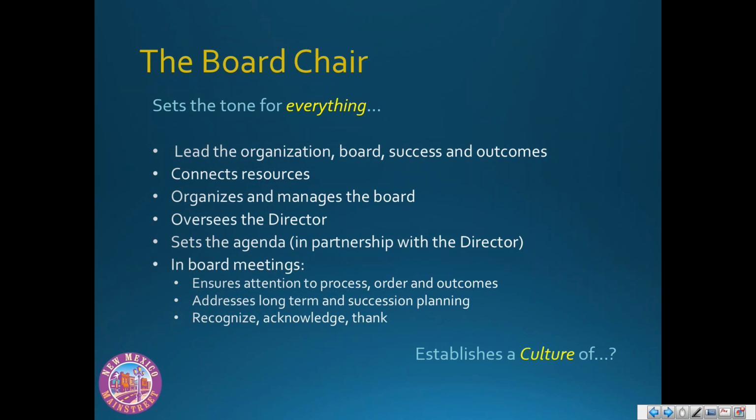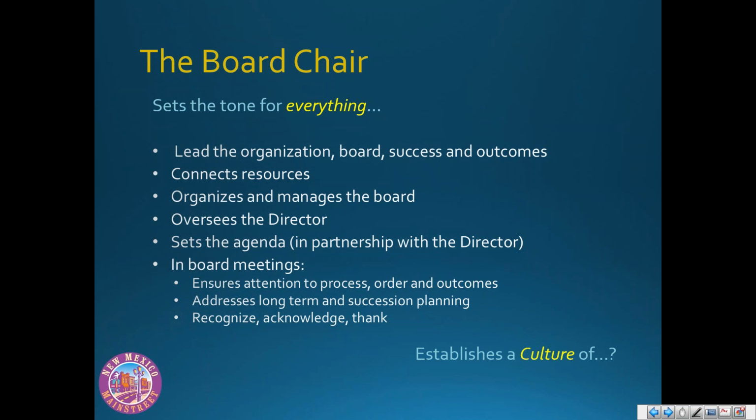The role of the board chair is to really lead the organization, lead the board, and focus on your success and outcomes, right? The board chair usually has to connect to resources, not only their resources, but they may be the ones having the conversations more often than not with your city managers, your city councilors, your political leaders as well, right? The board chair has to organize and manage the board and the board operations.